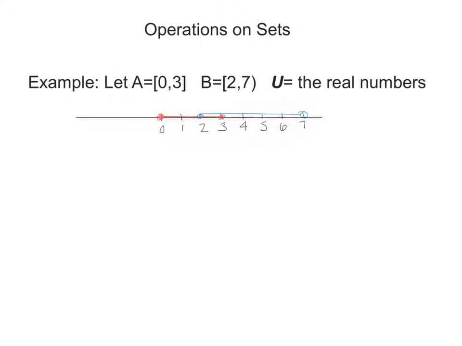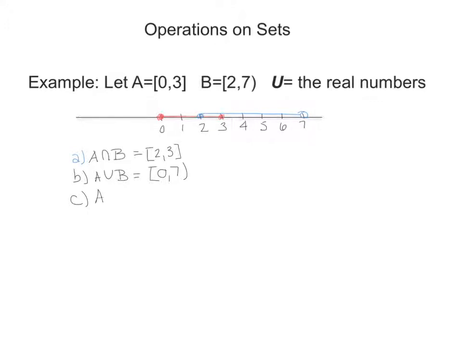So the first thing we can look at is, let me do this in black, A intersect B. Over here, A intersects B between 2 and 3. And if you look, both A and B include both endpoints, so I have the bracket. Our next example, we can look at A union B. In this case, A union B goes from 0, including the endpoint, up to 7, but not including the endpoint 7.